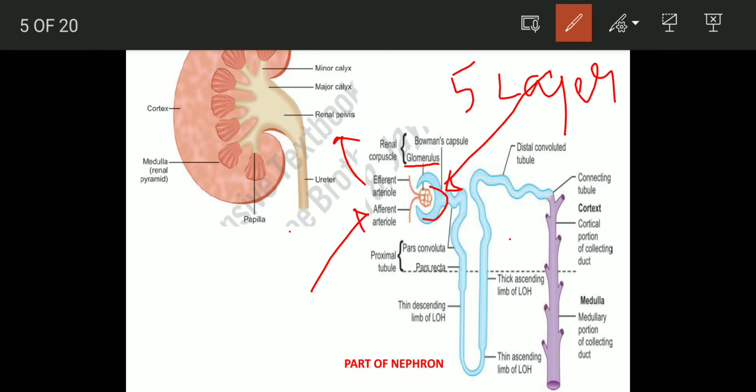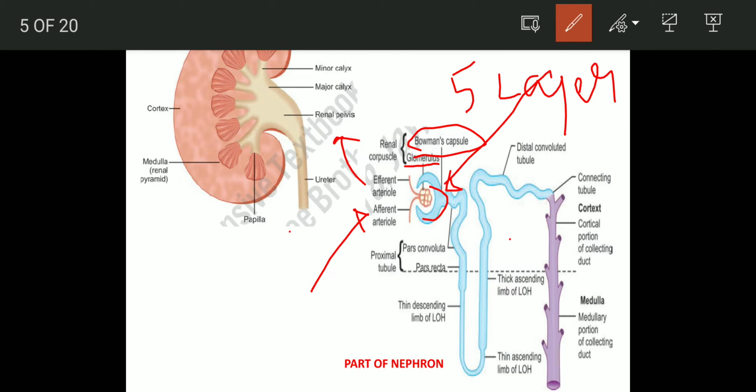There are the foot processes of podocytes. Then there is the lamina rara externa, or the outer cement layer. Then there is the lamina densa. Then there is the inner cement layer. And then there is the endothelial cell layer. I'll be discussing that in the next slides. Then you can see the Bowman's capsule. This one is the Bowman's capsule.